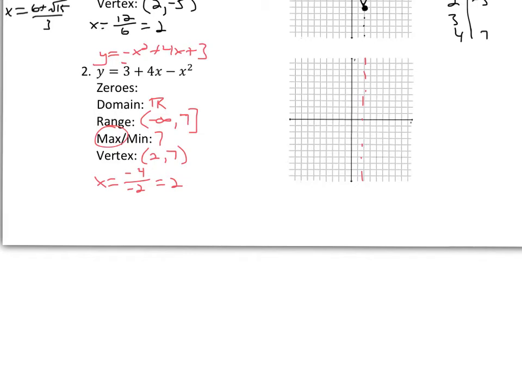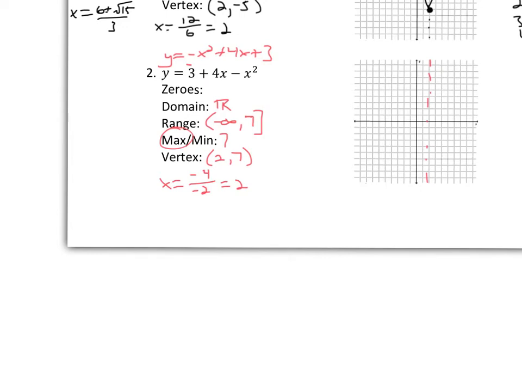You cannot factor that, unfortunately, because they're both going to turn negative. So you got to use the quadratic formula once again. Okay, so we've got x equals negative b plus or minus the square root of b squared minus 4 times a times c all over 2a. So x equals negative 4 plus or minus, let's see, we got 16 plus 12 is 28, which reduces to 2 root 7 all over negative 2.